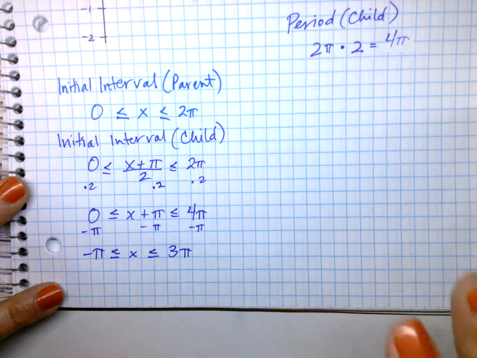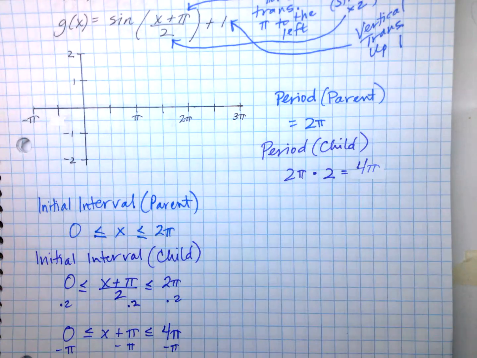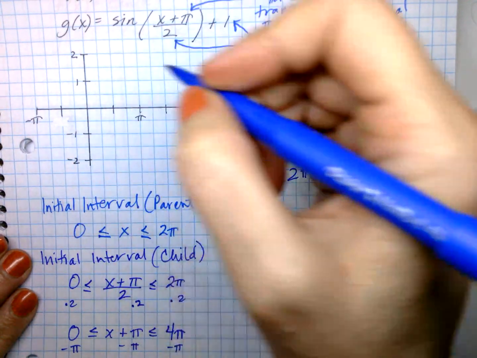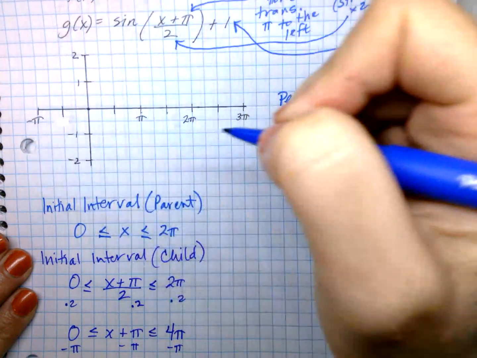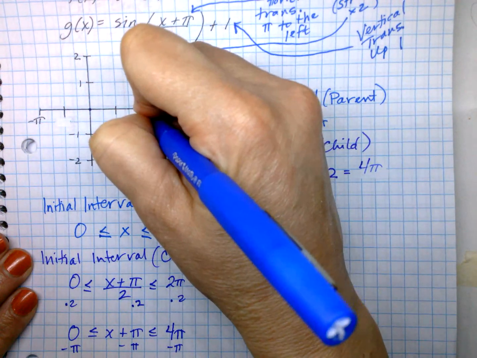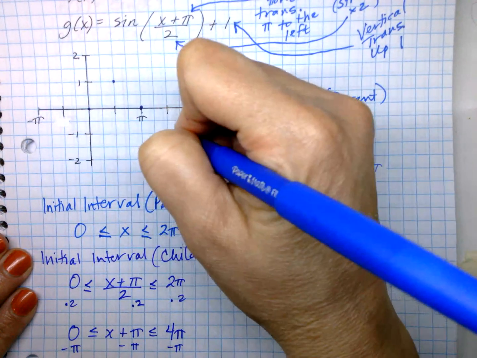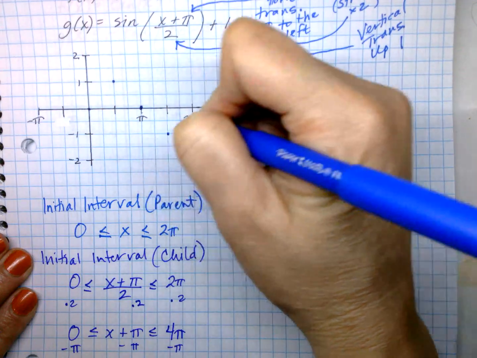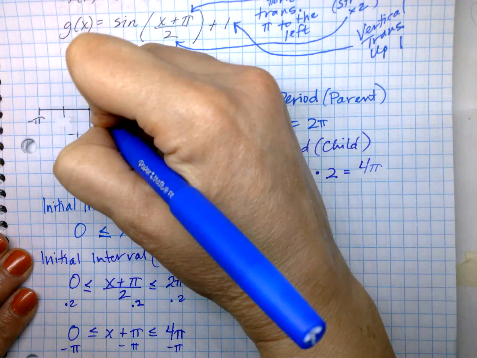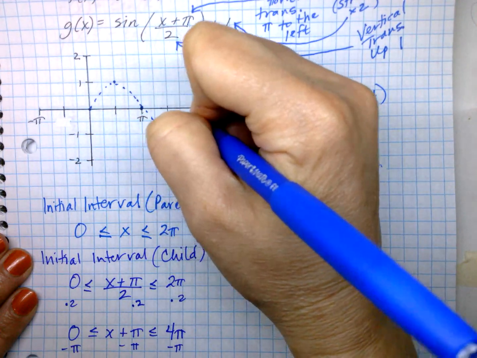Okay, so what does that actually tell us? Well, let's look back up at the graph for a minute. If I graph my parent function, the sine of x, remember that the sine of x passes through 0, 0. It reaches its max up here. It passes back through 0 here, goes down below, and we have an amplitude of 1. So the parent function would look something like this on its initial interval.